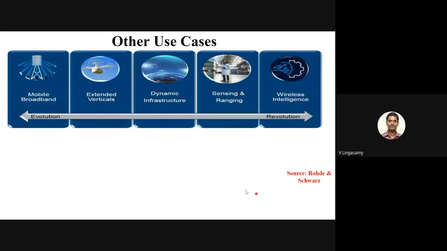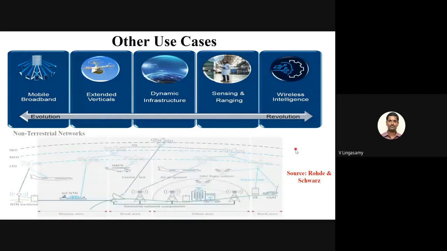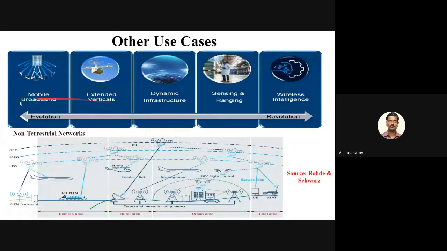Other use cases we have seen are dynamic infrastructure, sensing, ranging, wireless intelligence. We will talk a bit about this later. And one of the other use cases is non-terrestrial networks. Here they are going to integrate satellites, because plenty of satellites have been launched. Some high throughput satellites are there in space now, and they want to make use of that speed and throughput as well. Some of the bands are still vacant, and some satellites are used very little, below capacity. At that point we can use these non-terrestrial networks.